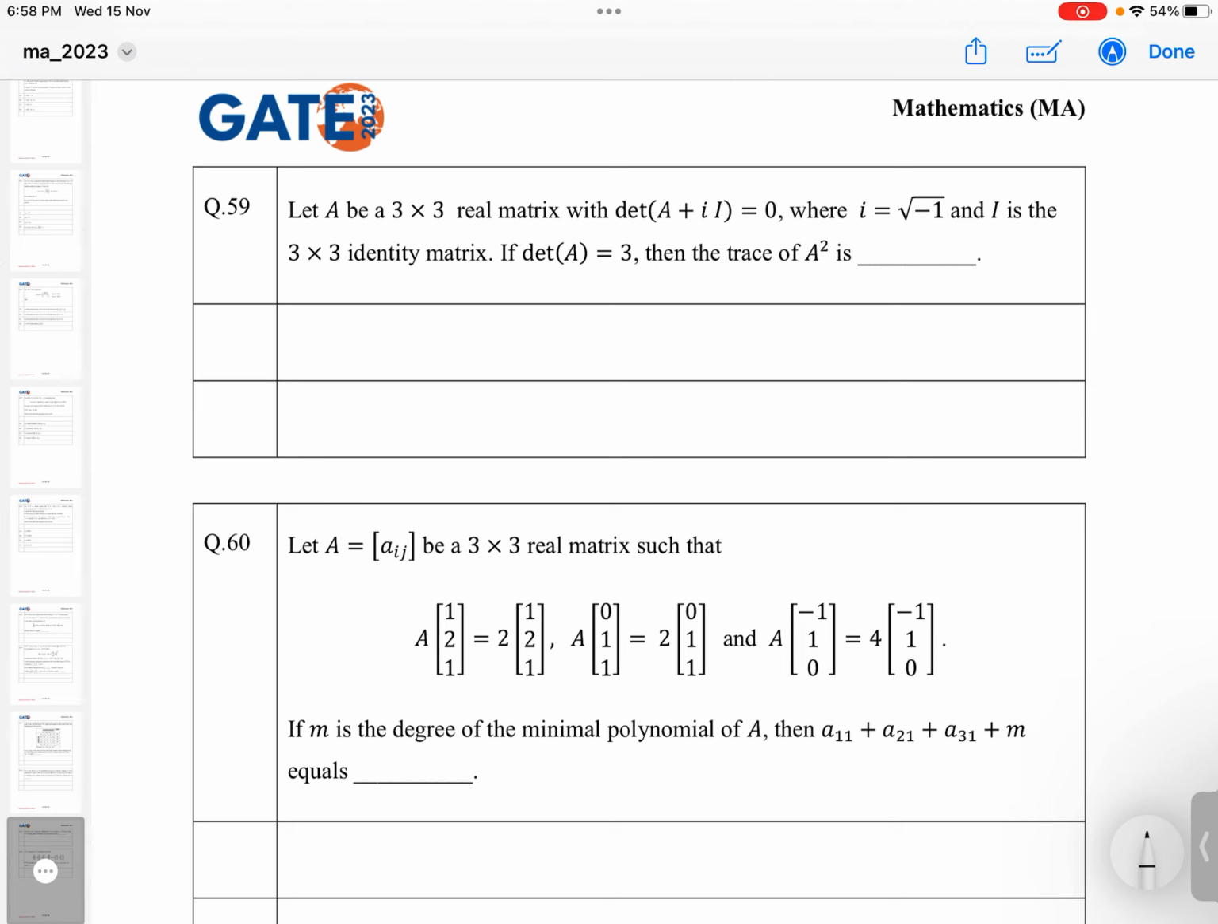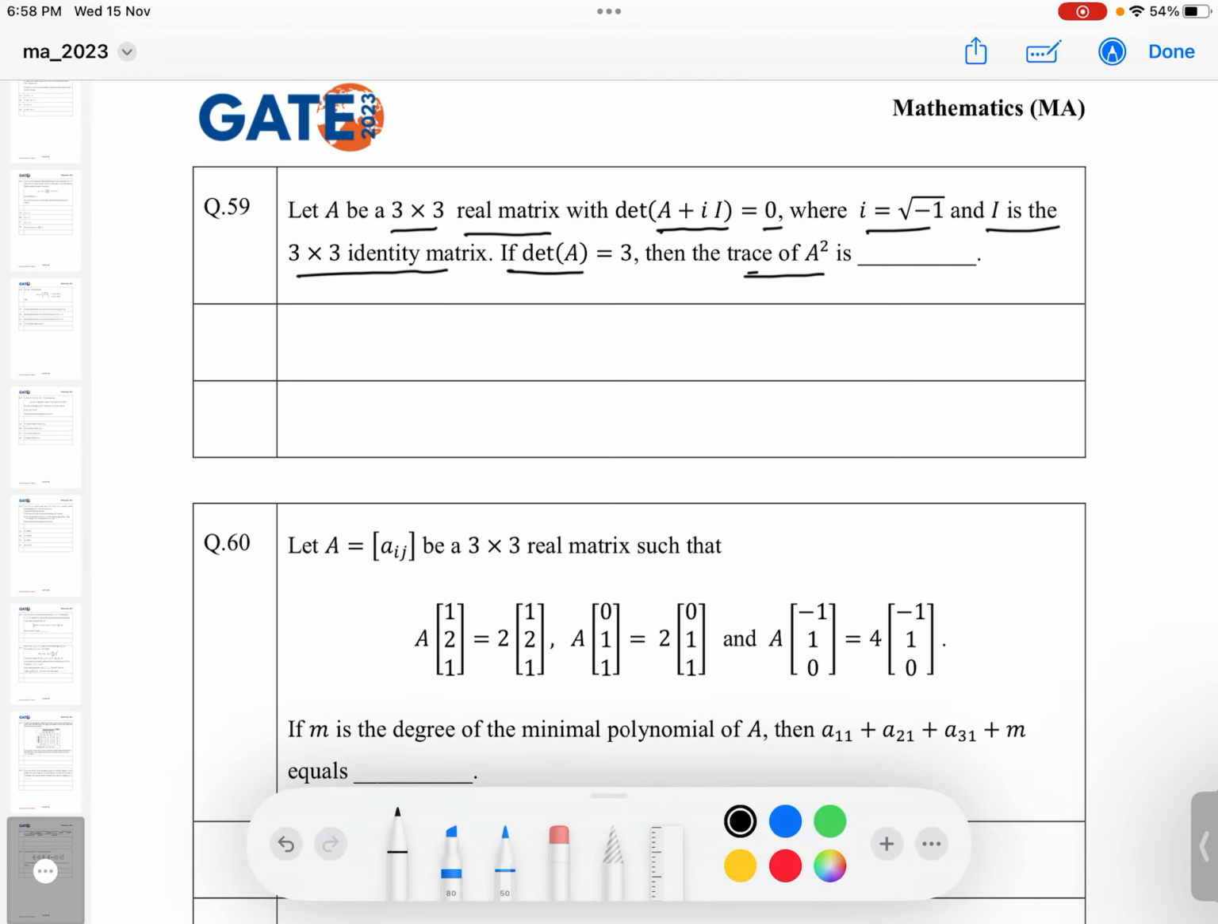Let A be a 3 by 3 real matrix with determinant of A plus I equal to 0, where I is the 3 by 3 identity matrix. If the determinant of A is equal to 3, then what is the trace of A square? So it is asking for the trace of A square. If you are familiar with this kind of expression, then you will know what the question is asking.